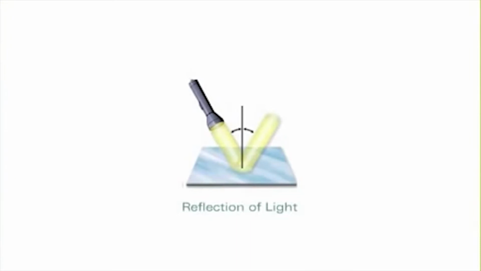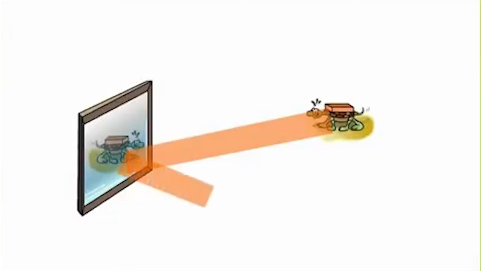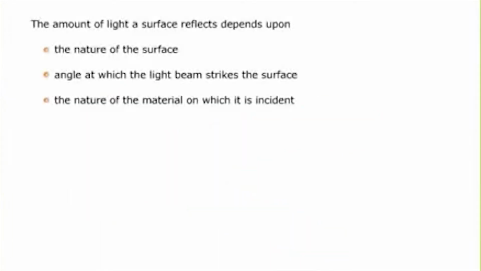Reflection of light. Have you ever wondered why images are formed in a mirror? This is due to the bouncing back of the part of the light incident on the mirror. This bouncing of light from a smooth surface is called reflection. The amount of light a surface reflects depends upon the nature of the surface, angle at which the light beam strikes the surface, and the nature of the material on which it is incident.